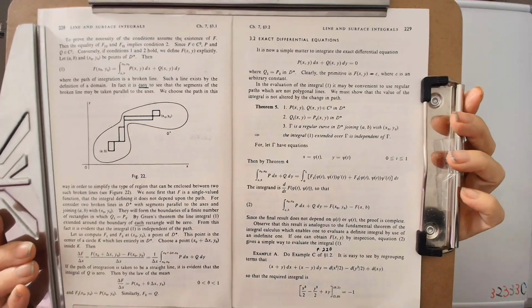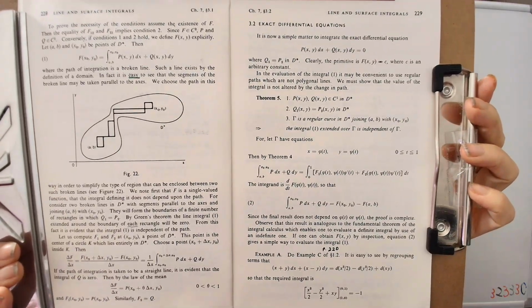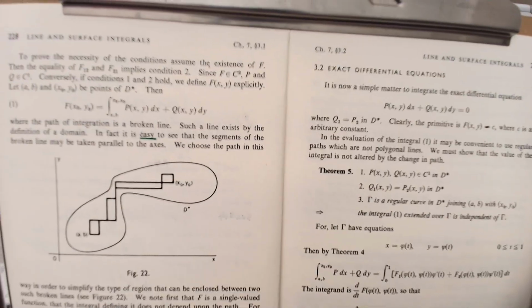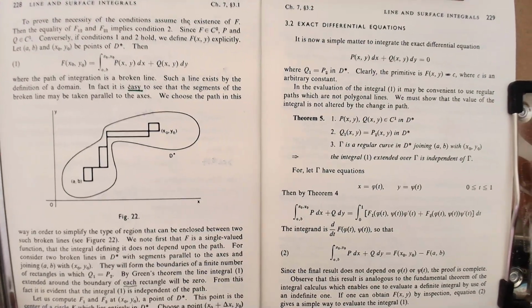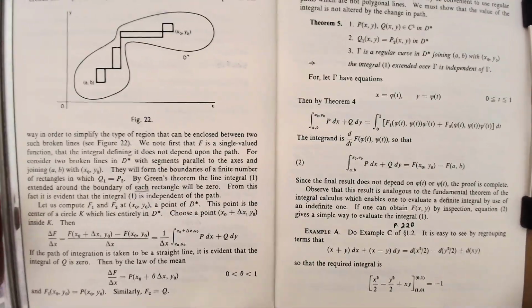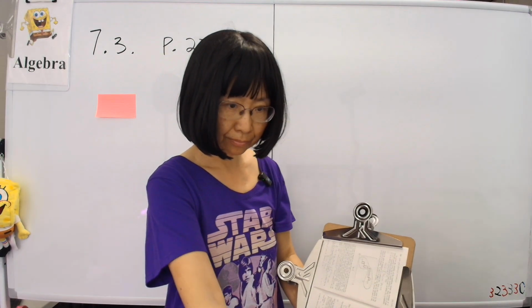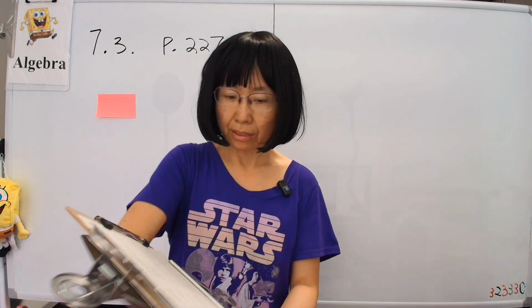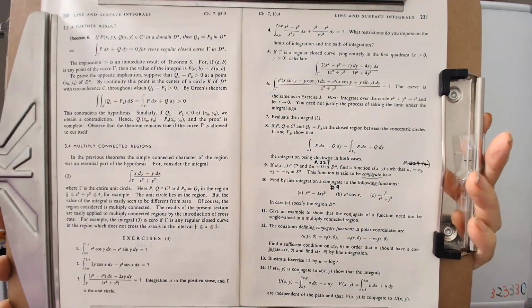Next, to pages 228 and 229. Let's see, a little closer. Okay, and then on the top and on the bottom. All right. And pages 230 and 231. Let's see. All right.